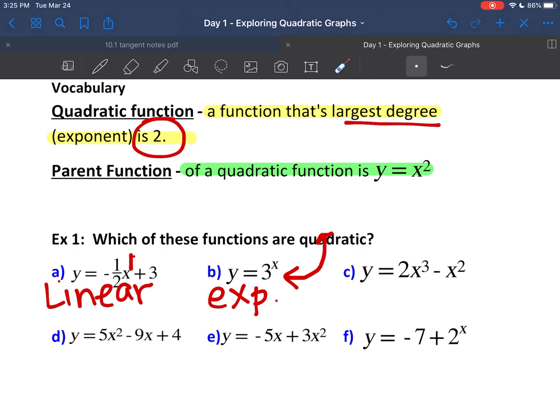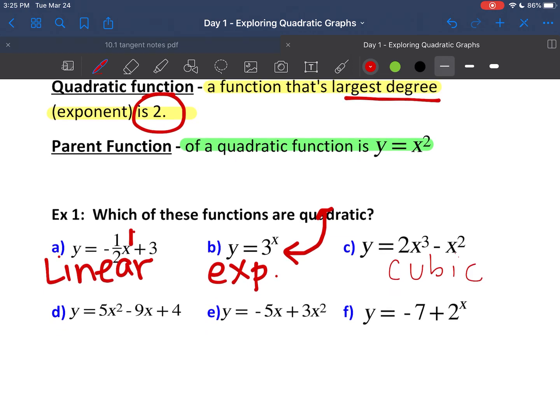Letter C. I see degree 3 and degree 2. Actually, I take that back. I only have degree 3 because the degree is the largest exponent. So this is not quadratic either. In fact, this is called a cubic. You will learn this when you go into Algebra 2.